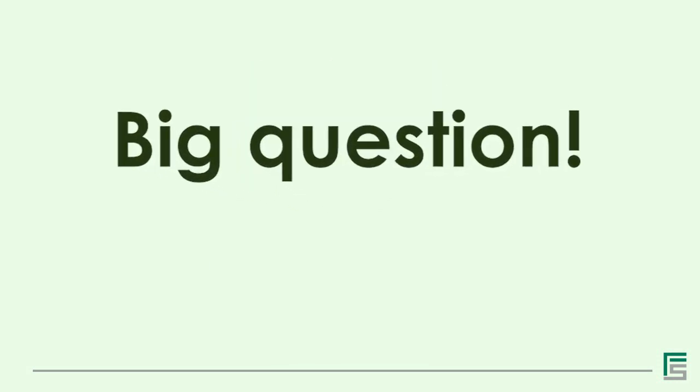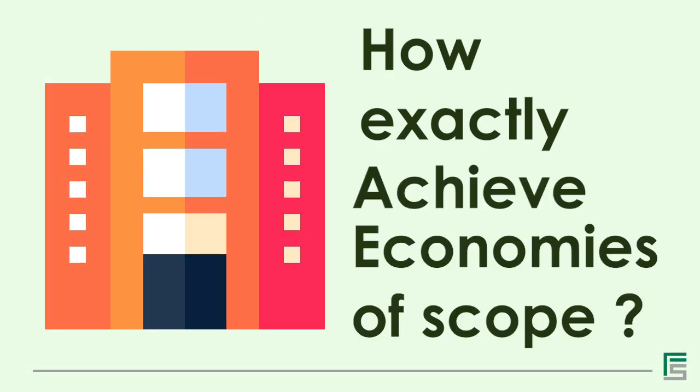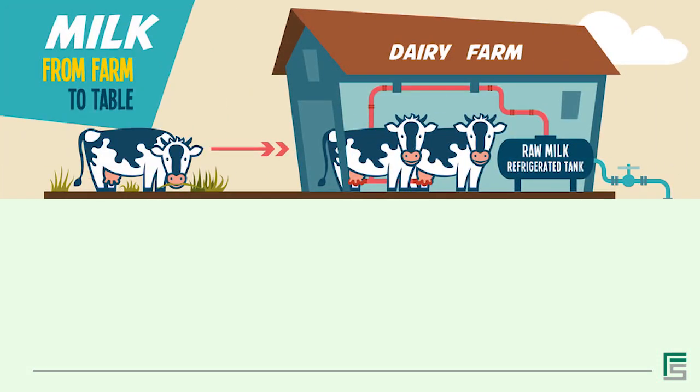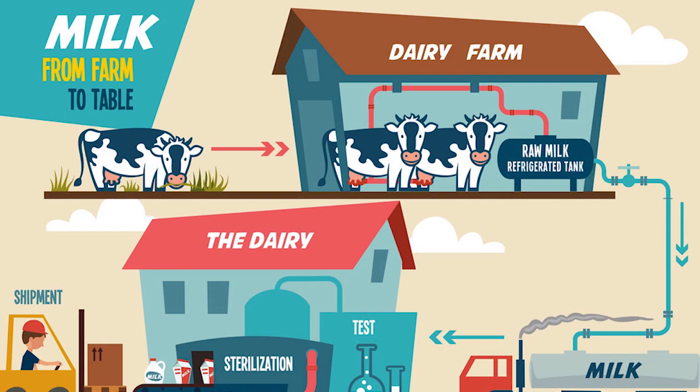Now to answer the next big question. How exactly do companies achieve economies of scope? Businesses use vertical integration, horizontal integration, or even both to achieve positive economies of scope. It depends on what they're looking for. A vertical integration, also known as expansions of depth, increases the depth of the services. This is done by acquiring control of the different stages of production.